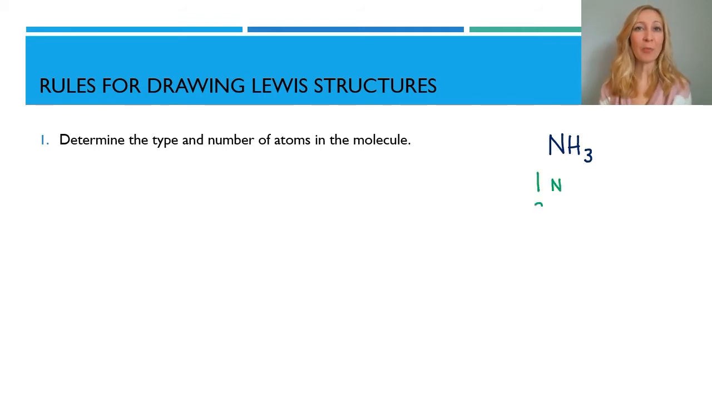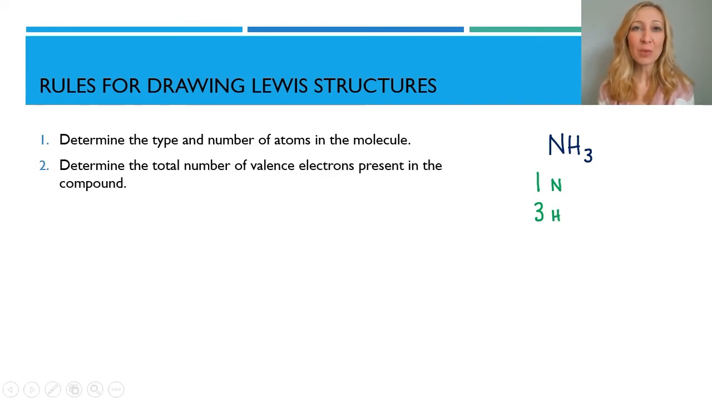So we're going to start out by drawing the molecule ammonia, which is NH3. The first thing that we need to do is determine the type and number of atoms in the molecule. This is really simple. We have 1 nitrogen and 3 hydrogen atoms. So, like I said, these rules are very simple, but I'm breaking it down into the smallest possible steps because I assume you're learning this for the first time and it's easier that way.